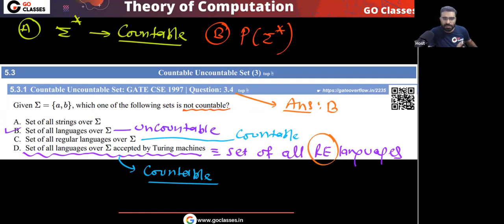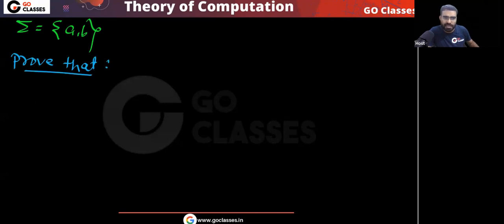Now let's see some details, some proof. Let's see why option A is countable. Let's focus on this option A. If your sigma is {a, b}, this is your alphabet, then let's prove that the set of all finite length strings, or sigma star, is countable. Prove that sigma star is countable.